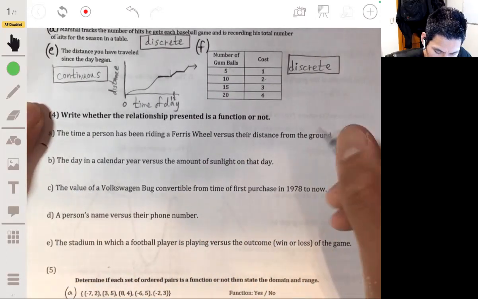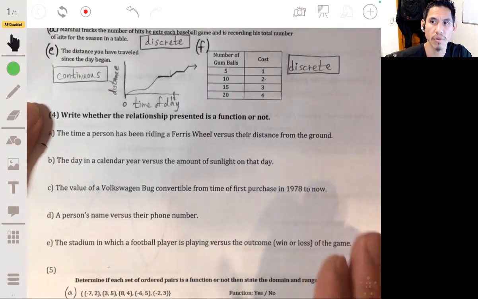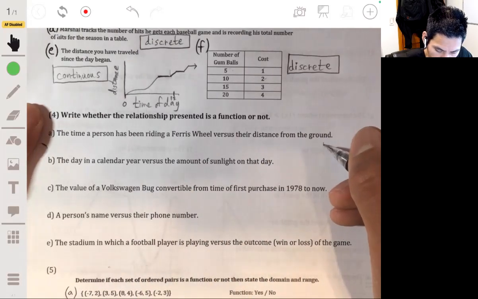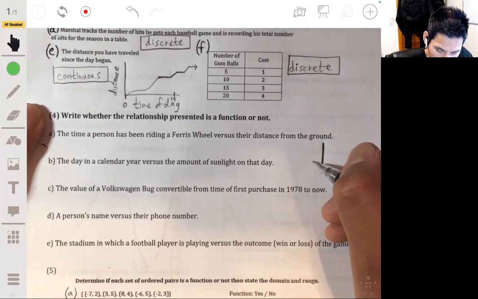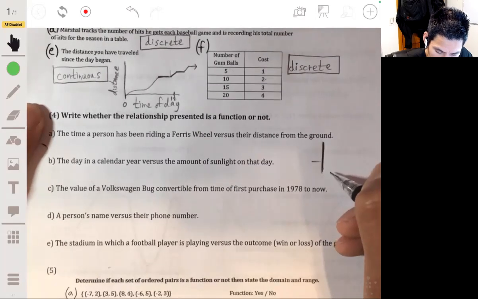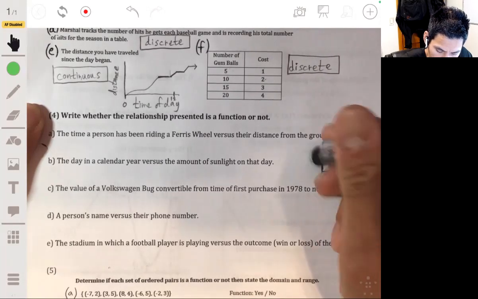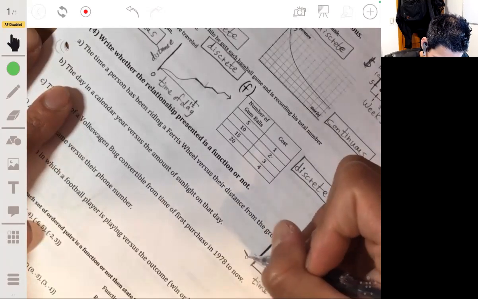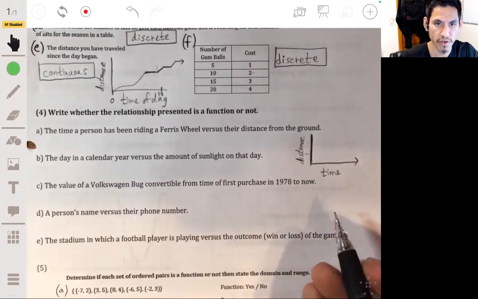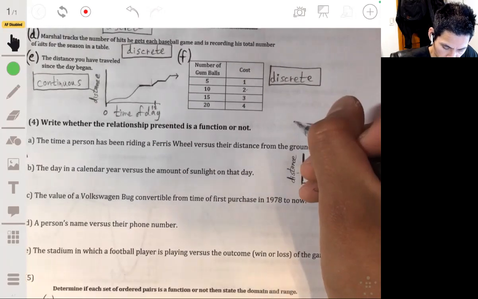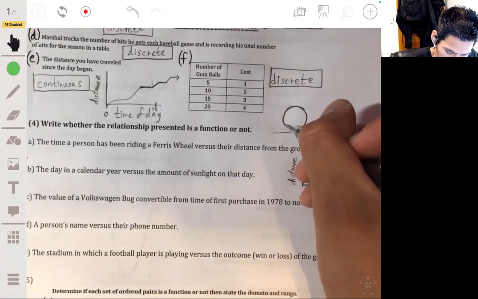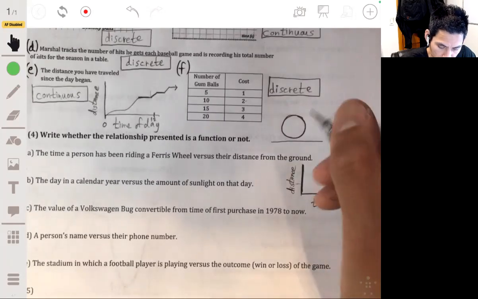Now this is kind of interesting because, as you know, on a Ferris wheel you're going to be at the top, then the bottom, repeating how far you are from the ground. So let's say we have a graph over time and then distance. When you get on the Ferris wheel, maybe I should draw a little circle. I'll try to draw a Ferris wheel. This is a Ferris wheel.